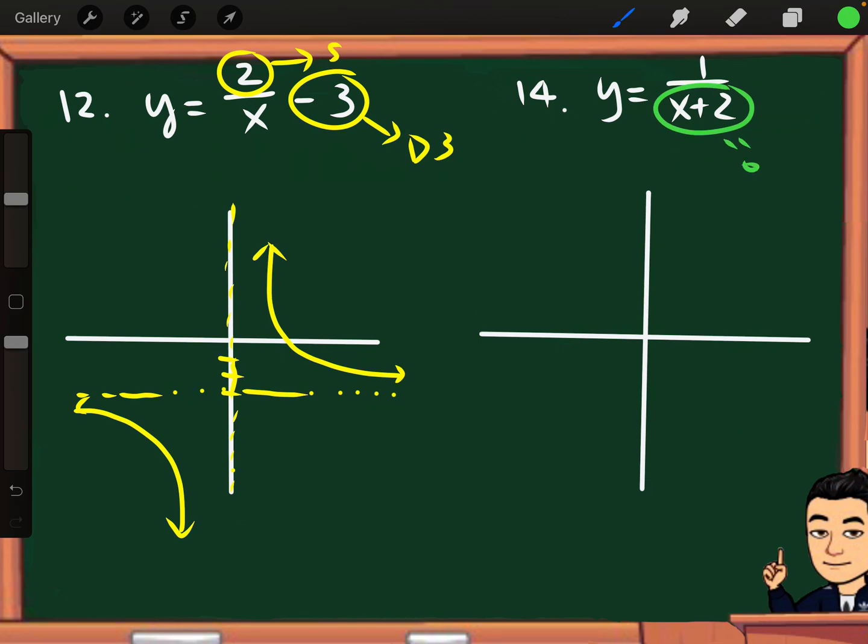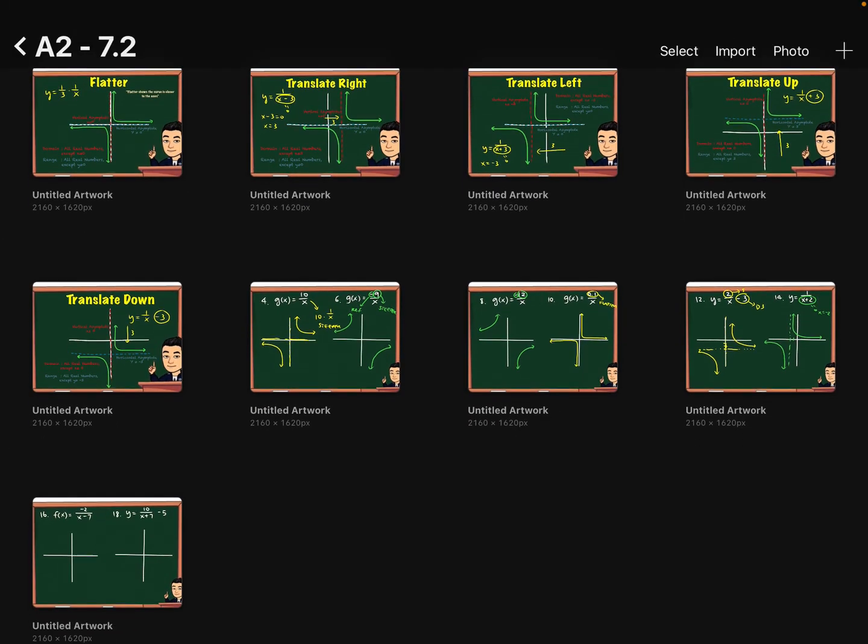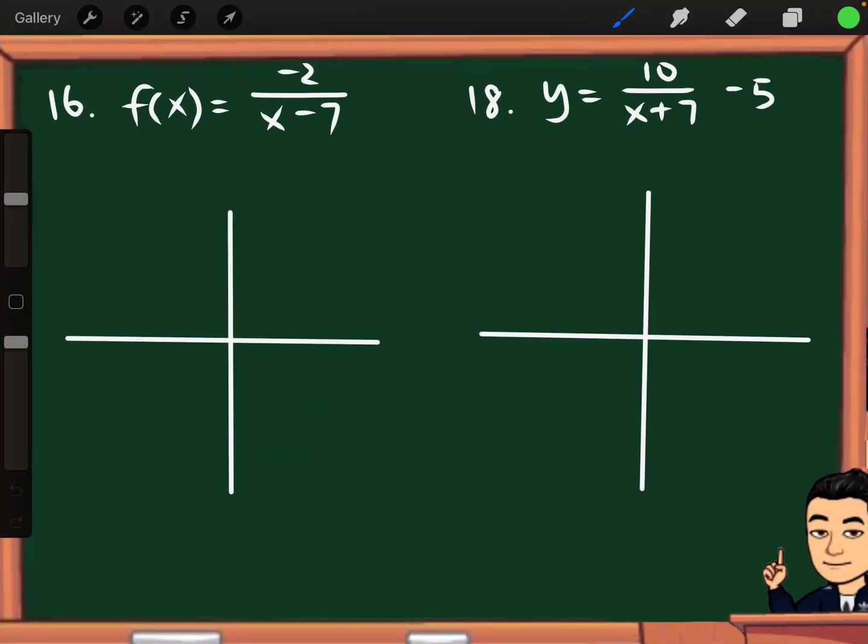Now let's check out the next one. So this one, you want to set it equal to 0, right? So x is going to equal -2. So it gives you a shift towards the left by 2 units, 1, 2. This is your new vertical asymptote, and there's no steeper or reflection. So just go ahead and give me 2 curves like this. Okay, let's check out the next 2 questions.